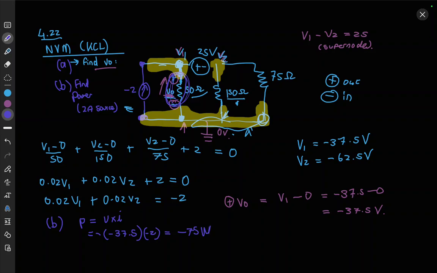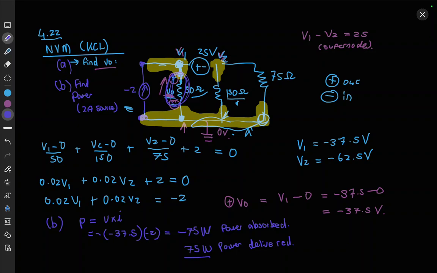Now you can just say it's going to be that power absorbed. That's right, because we're saying it's negative that power absorbed because it's actually 75 watts power delivered. Okay, so either of these are right because technically it's power delivered, right? But you can say negative 75 power absorbed.